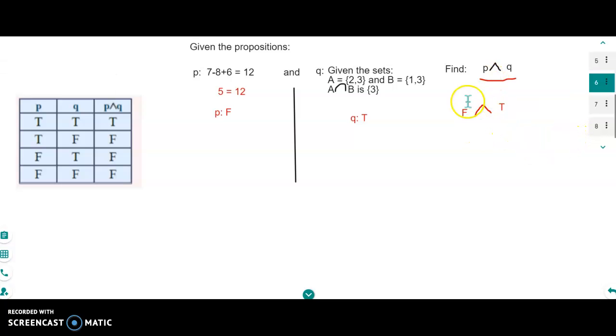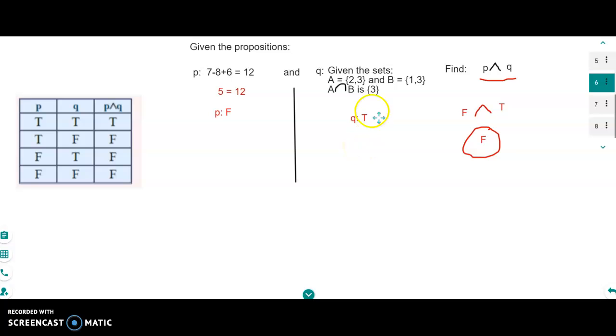Okay, so we have to find this truth value, false and true, and we look at our truth table that we are always going to use, the conjunction table, and here we find that false and true will be false. So the final answer for this will be false. Okay, this is our final answer for these propositions. All right, this is our final answer.